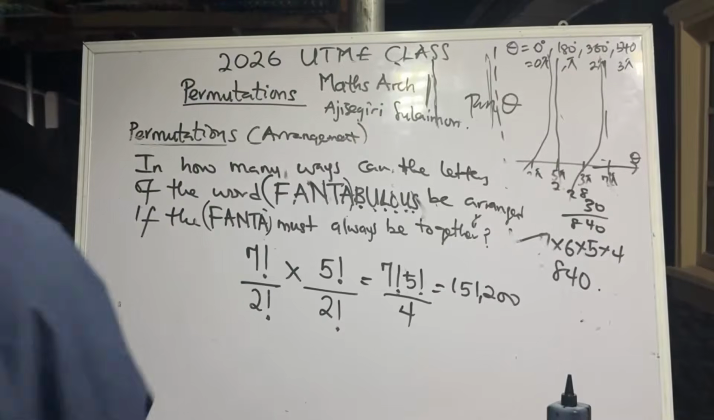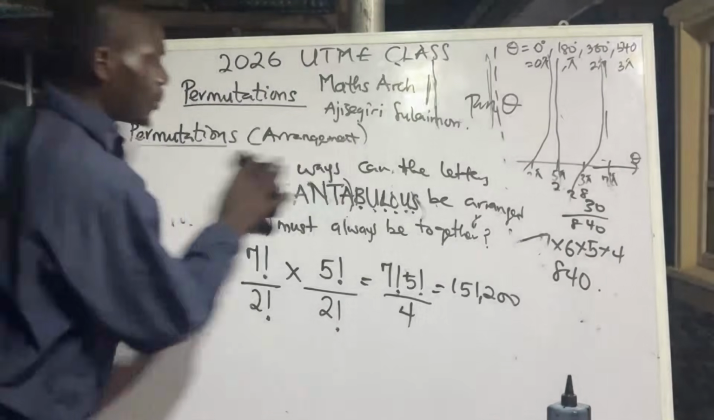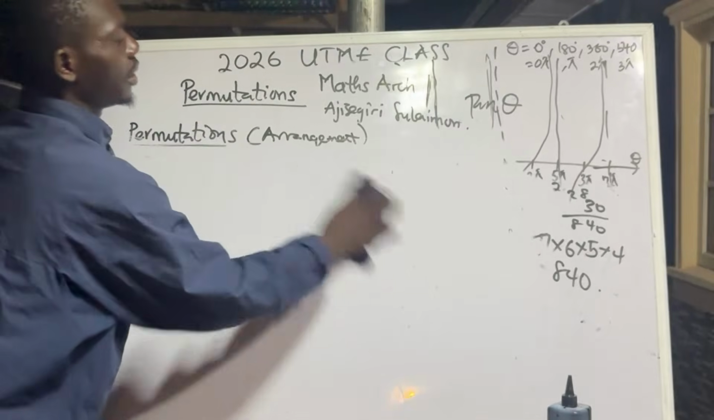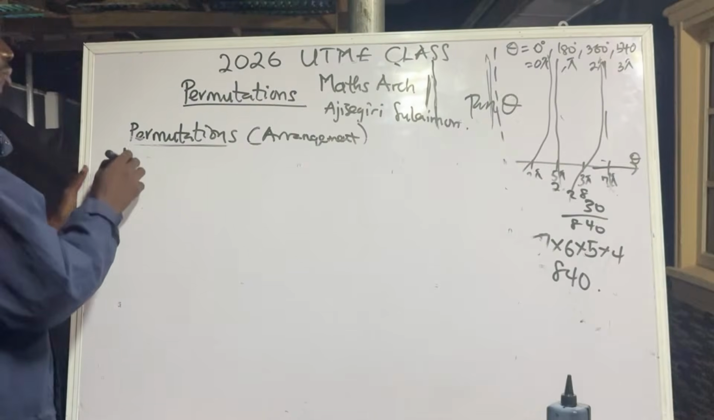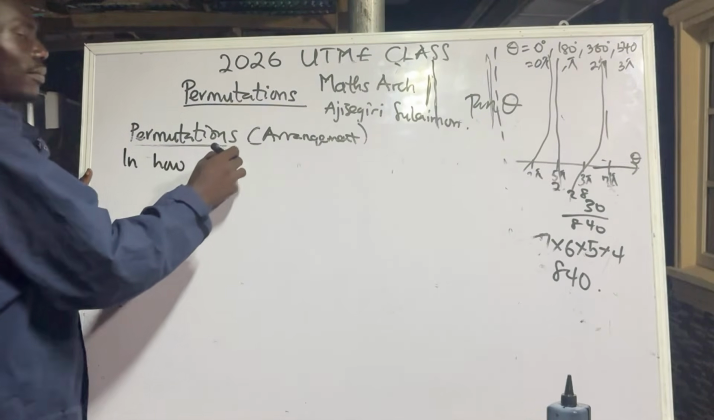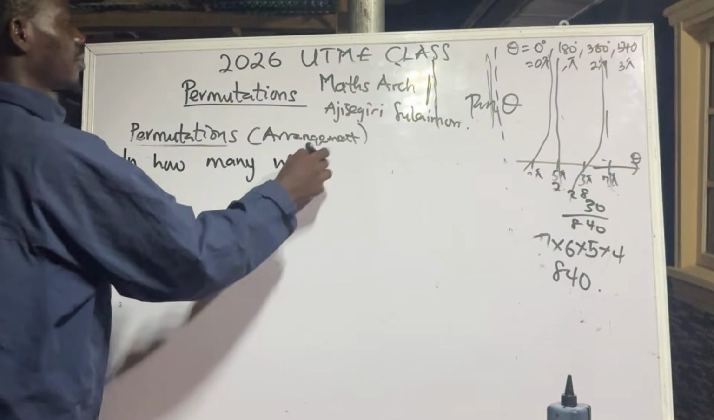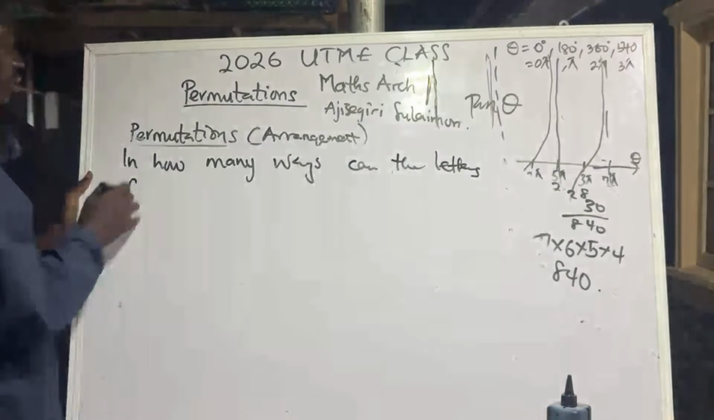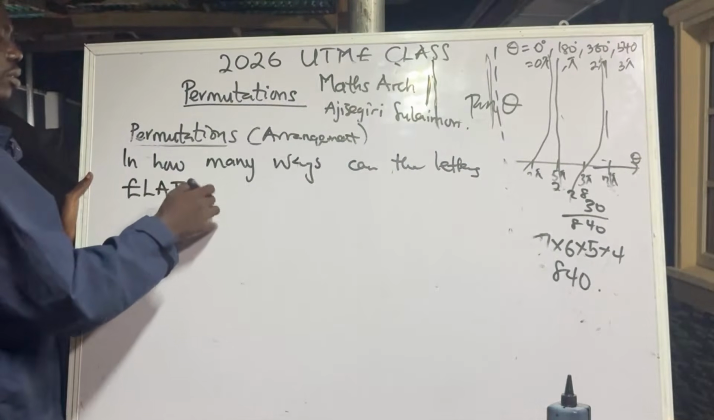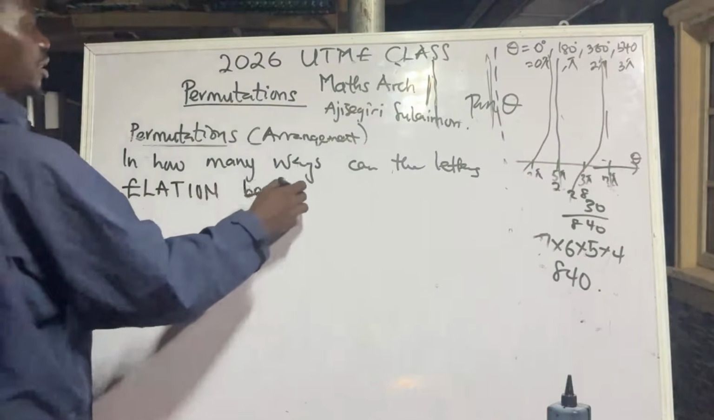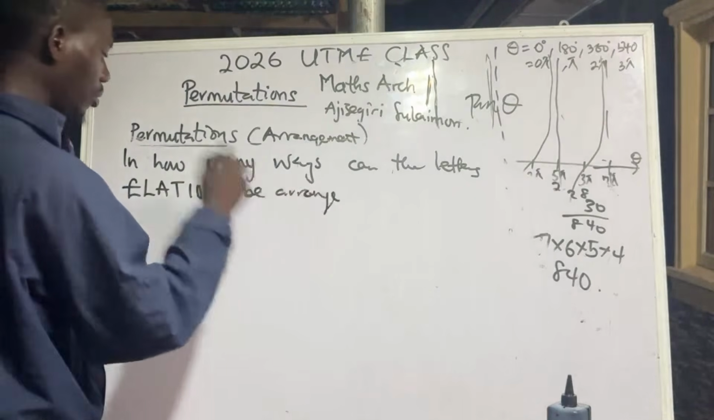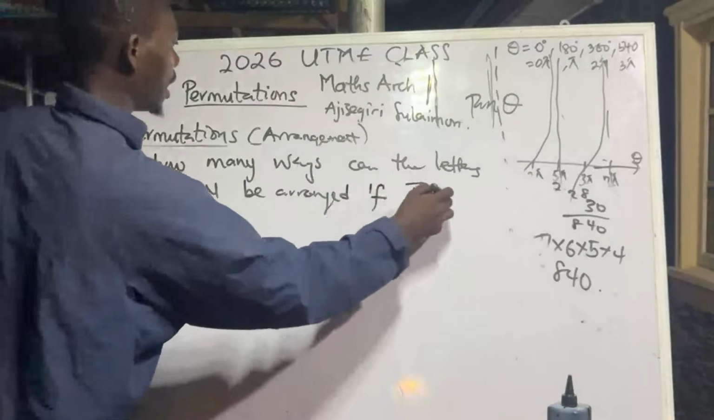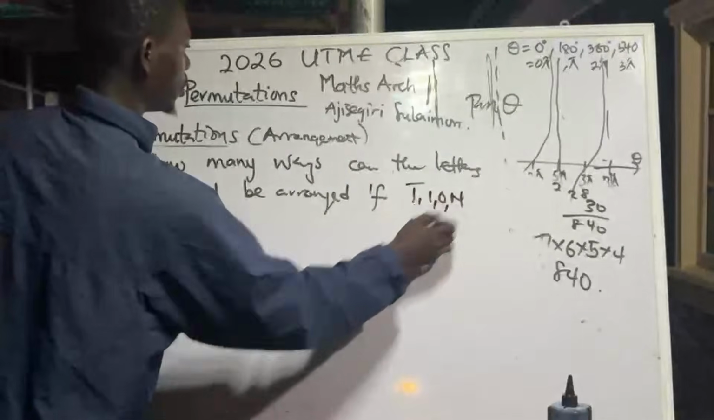Okay. Now we are moving on to the part where the letters must never be together. The letters must not be together. In how many ways can the letters of the word elation be arranged if TION should never be together?